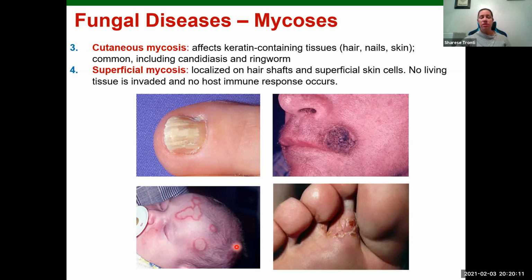And then lastly, we have superficial mycosis. So this is going to be even more superficial than cutaneous. So it only is going to affect the hair shaft and the superficial skin cells. If you remember, the superficial layers of the epidermis are not living, those cells eventually die because they get too far away from the bloodstream, the nutrients from the bloodstream. So because superficial mycosis is not affecting any living cells, it's not going to cause an immune response from the host.